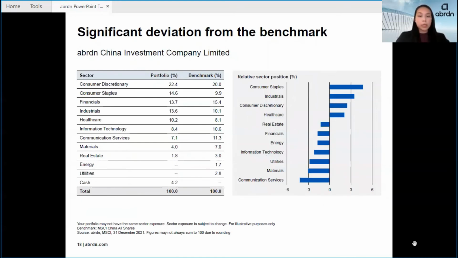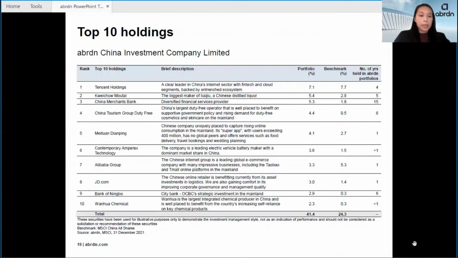So on slide 18, this is just a summary of our positioning. As you can see, this is aligned with the 5 themes that I just mentioned. So consumer staples and discretionary, industrials, where many of the green solar names or EV related names fall under, and healthcare are the main sectors in which we are overweight. And on the next slide, slide 19, this is where you will find a brief description of the top 10 holdings in the investment company, and again, very much aligned with the themes I just described.